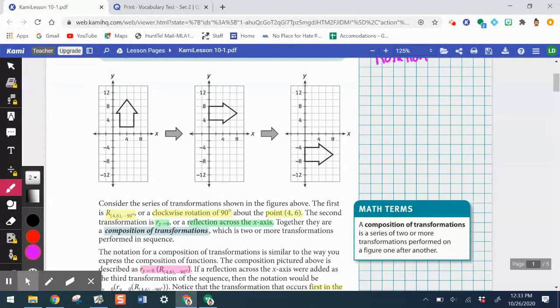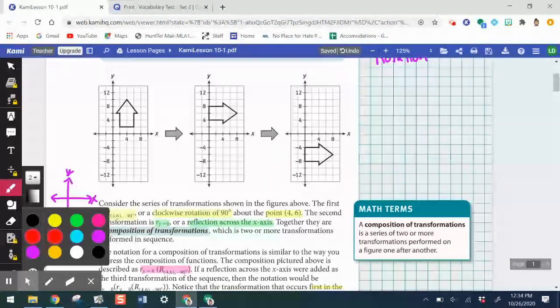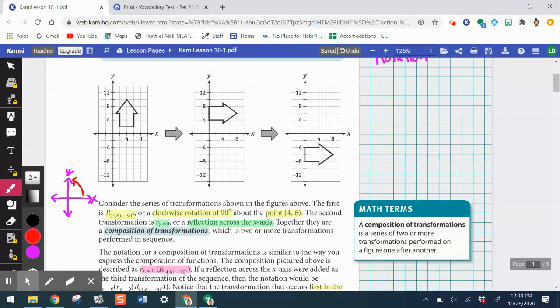Recall that. Remember we said if we had the x and y axis, if the angle opens up, that's actually a counterclockwise motion, and that is a positive degree. And if the angle opens down, it's considered a negative degree, or clockwise. So negative 90 is considered a clockwise rotation about the point (4, 6). And so that's what happened here. They rotated this arrow 90 degrees clockwise. That's why it turned and faced to the right, about the point (4, 6).